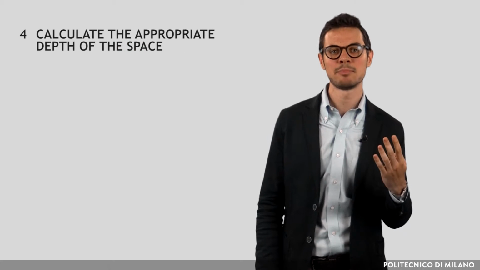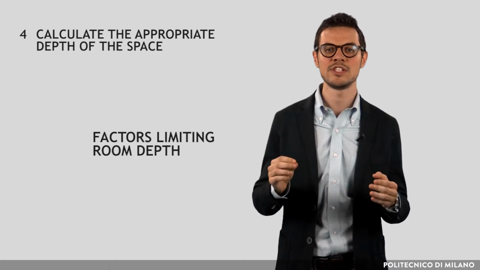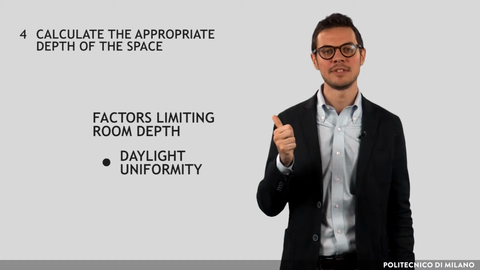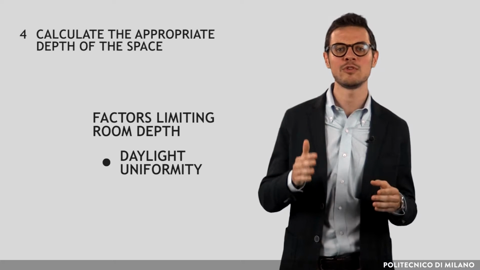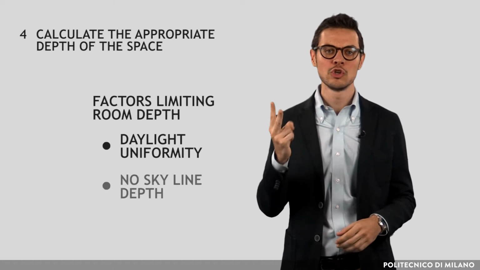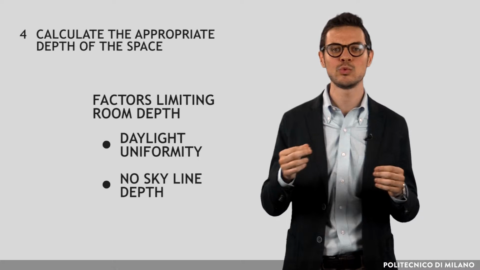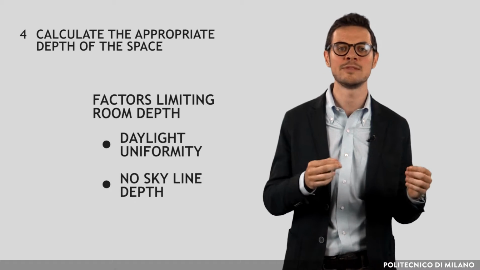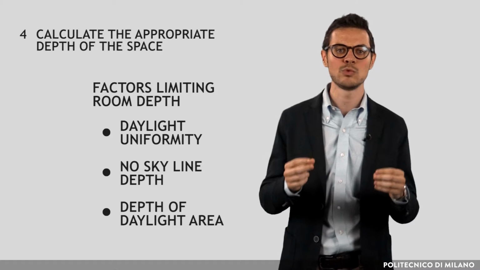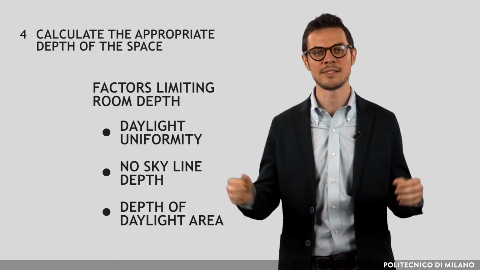The fourth step, the three factors limiting room depth, should also be considered in the light design. The light uniformity: distance at which the uniformity of the lighting levels throughout the space drops. No-skyline depth: distance away from the windows at which the skyline is no longer visible. Depth of the daylight area: distance to which a meaningful level of daylight extends throughout the space.